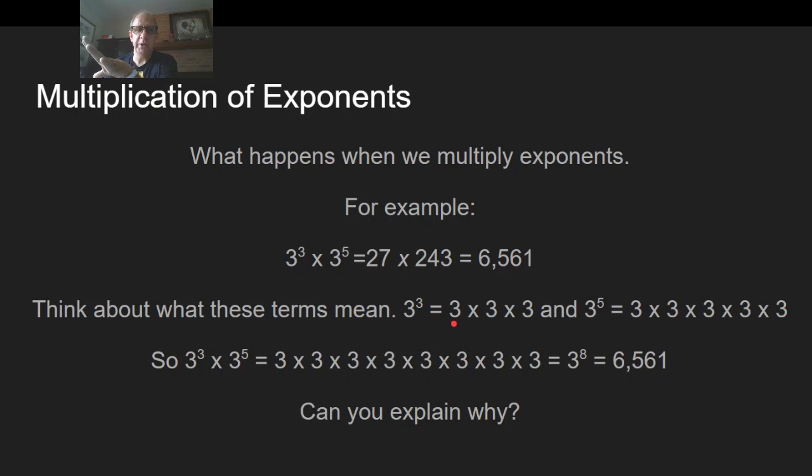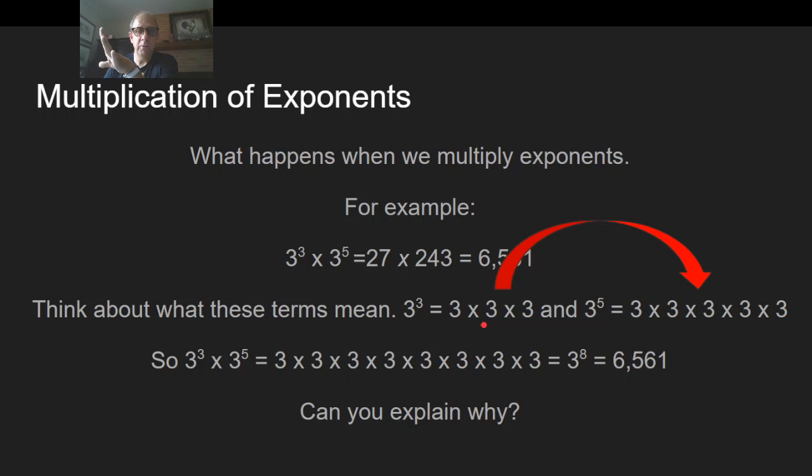If 3 to the power 3 is 3 times 3 times 3, and 3 to the power 5 is 3 times 3 times 3 times 3 times 3, if I put all that together with the multiplication in the middle, so here's my first 3, here's my multiplication in the middle, and here's my last 5. How many 3's do I have all together? I have 8 of them. And I check that on my calculator. 3 times 3 times 3 times 3 times 3 times 3 times 3 times 3 is 6,561. Same answer. Can you explain why?